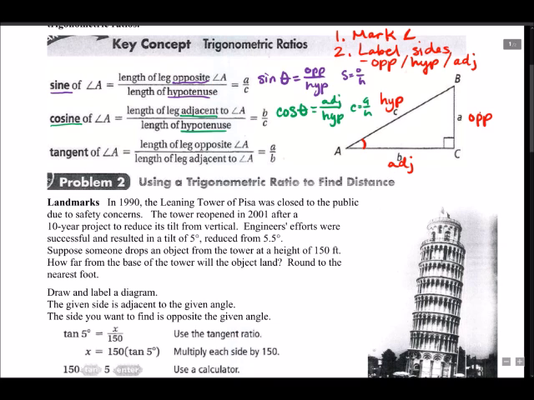And the tangent of angle A is the length of the leg opposite over the length of the leg adjacent. Therefore, tangent of theta equals opposite over adjacent. So, SOH, CAH, TOA. Pretty cool, huh? Probably one of the easiest formulas to remember.